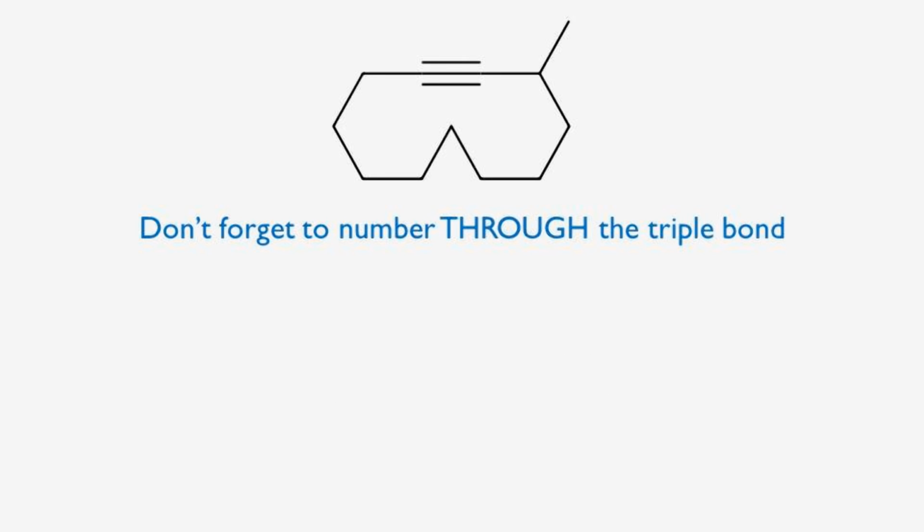Reminder: don't forget to number through the triple bond. This is one of the rules. You should always number through the triple bond.